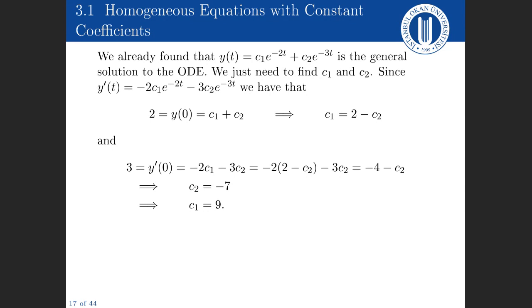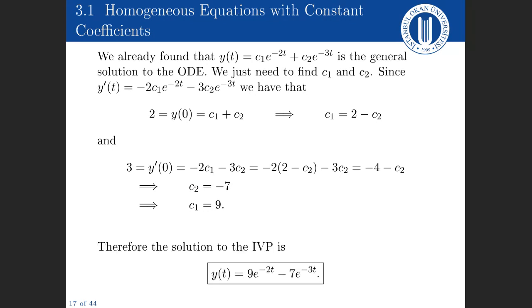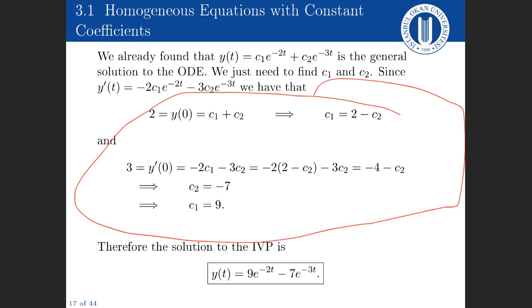Now we found the two constants, so we can write down the solution to the initial value problem. The solution to the initial value problem is 9 e to the power minus 2t minus 7 e to the power minus 3t. I've deliberately gone quite quickly here. I'll leave the calculation on this page for you to check when you have more time.